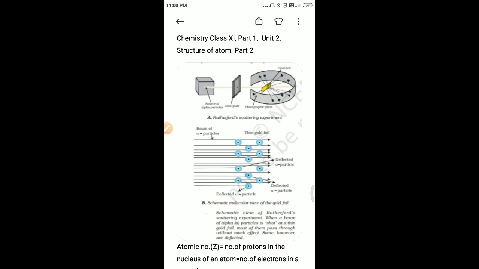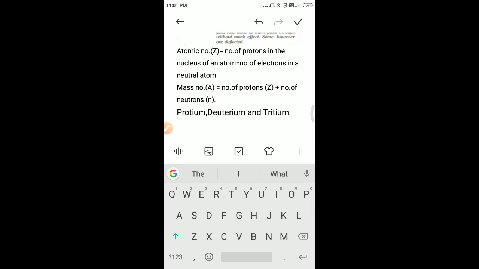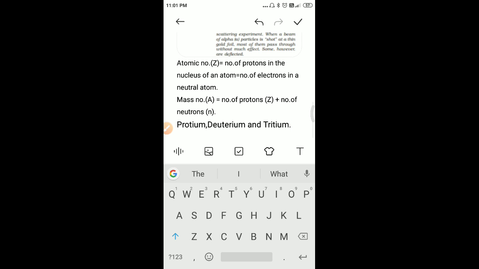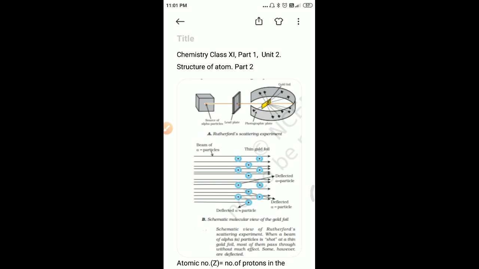In order to keep electrical neutrality, the number of electrons in an atom is equal to the number of protons, which is equal to the atomic number Z. For example, the number of electrons in the hydrogen atom and sodium atom are 1 and 11 respectively. So we come to the conclusion that the atomic number Z is equal to the number of protons in the nucleus of an atom, which equals the number of electrons in a neutral atom.